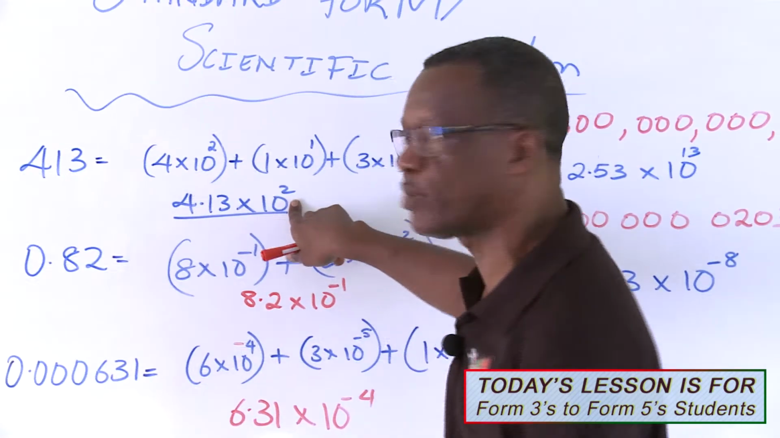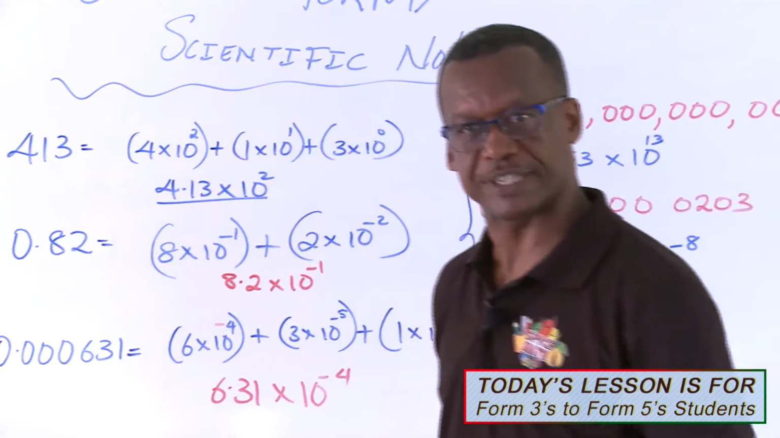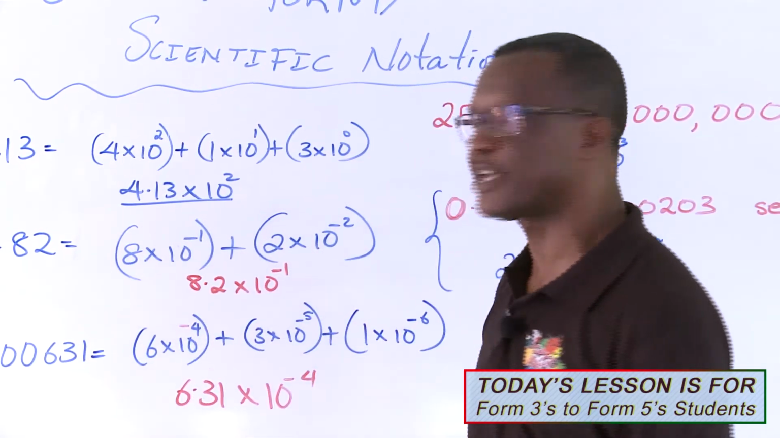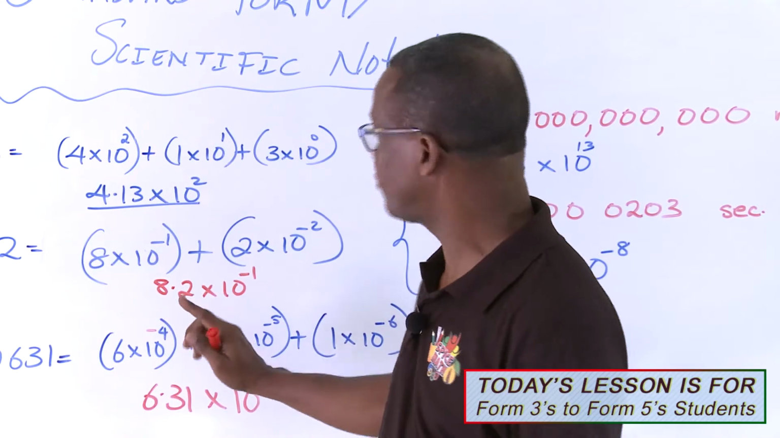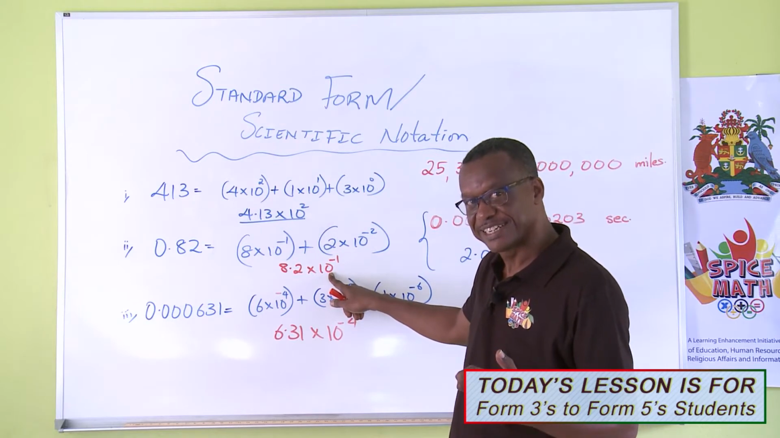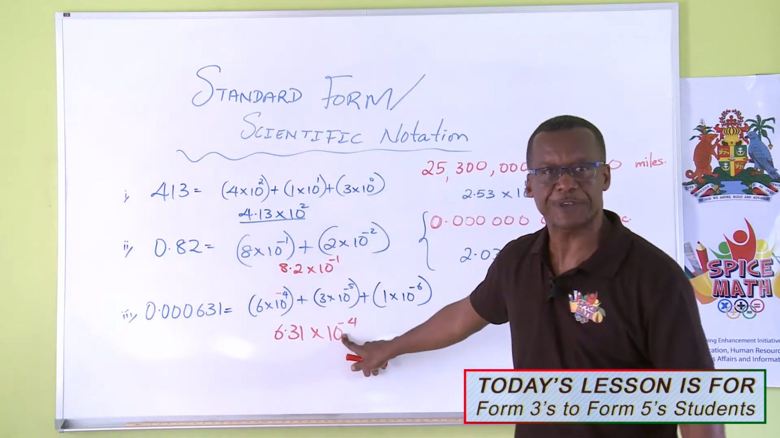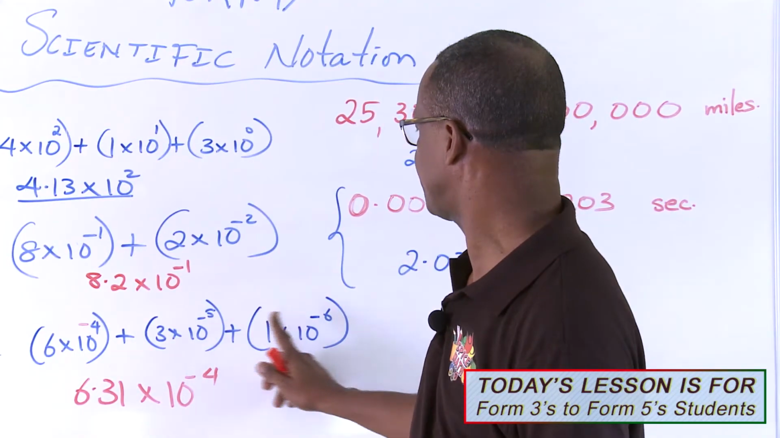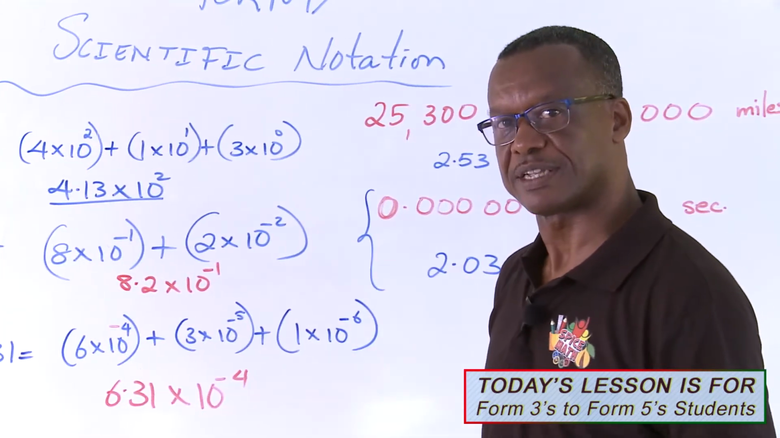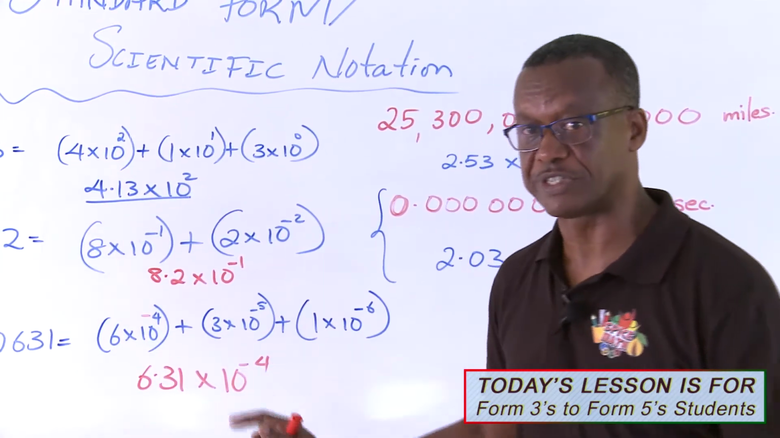In number 1, the highest power of 10 was 10 squared. In number 2, let's see if that pattern holds true. 10 to the negative 2, 10 to the negative 1. Which one is the highest power? Yes, you're correct if you guess 10 to the negative 1. So that's the power of 10 that's going to emerge when you put that number into scientific notation. And the same thing happens in the third example. 10 to the negative 6, 10 to the negative 5, 10 to the negative 4. The highest power of 10 here would be 10 to the negative 4, and that's the number that emerges.